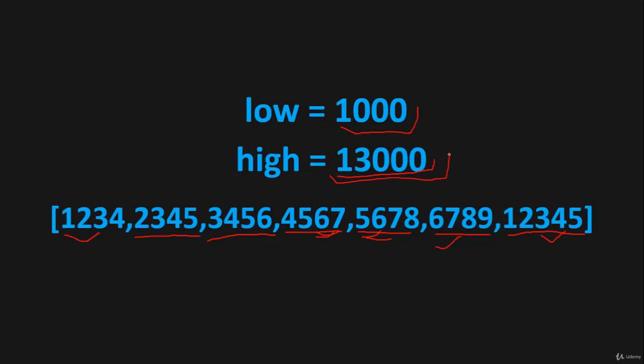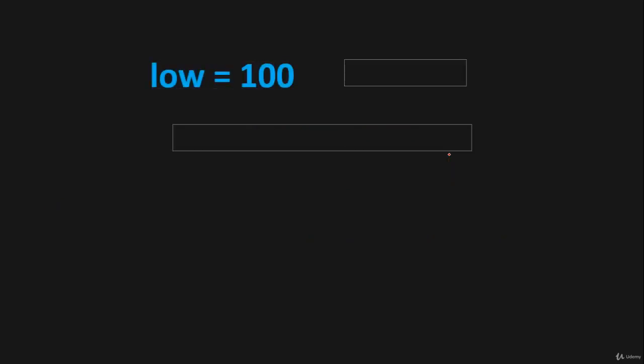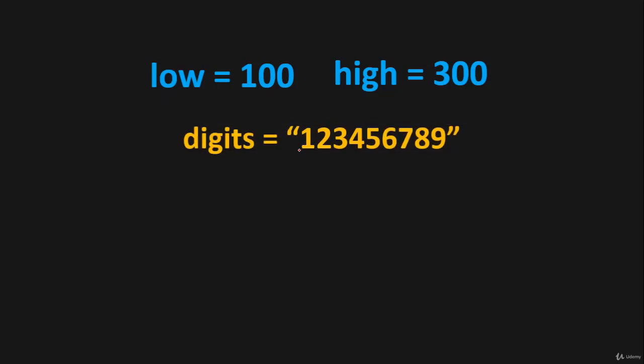Now how can we solve this problem? Let's see my thought process. Let's suppose that we're given low equals 100 and high equals 300. Now we have to find sequential digits. First, I'm going to declare a variable with the sequential digits, here we have digits from 1 to 9. Now what we're going to do is generate every single sequential digit from this digit variable.